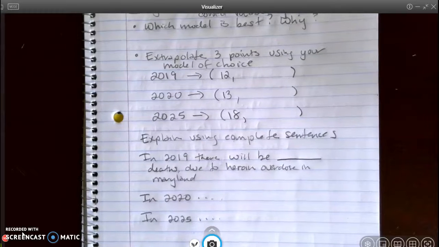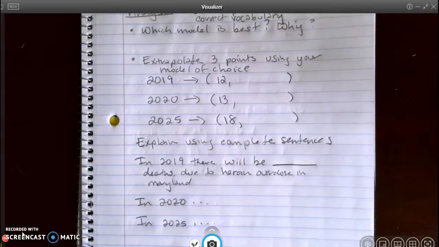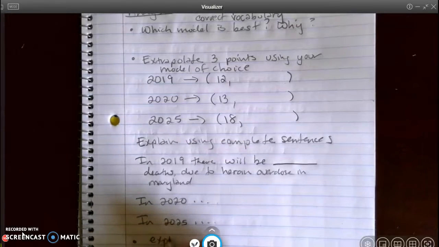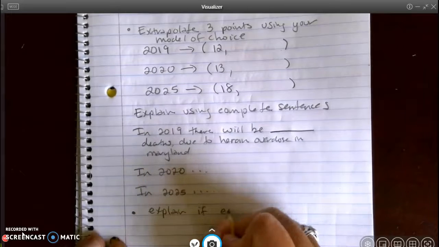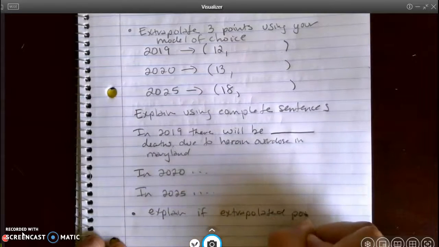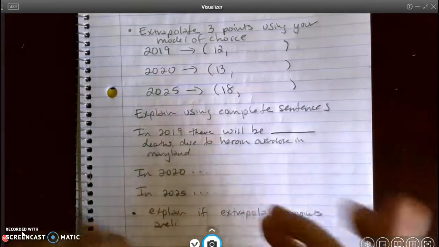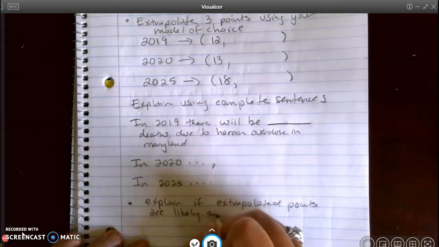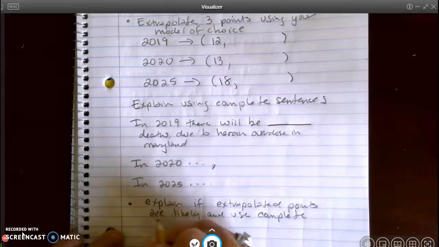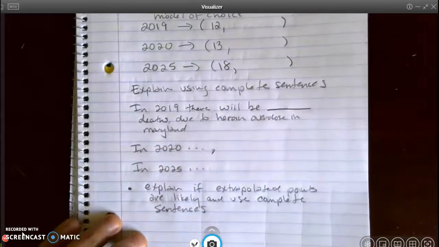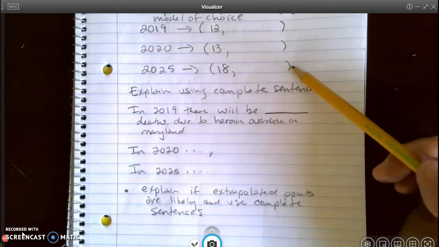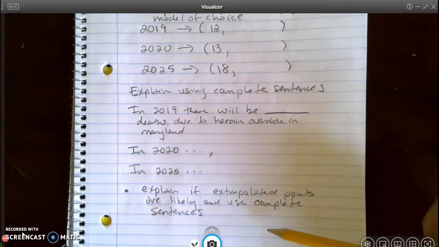complete my sentence. Then the last part of the analysis is explain whether or not they're likely. Some of you will have extrapolated points that are likely. So explain if extrapolated points are likely, and use complete sentences. Sorry, trying to write too fast. I'm getting ahead of myself. Some of you will have extrapolated points that make perfect sense. Some of you will have extrapolated points that make no sense at all. And explain yes or no. I mean, maybe you'll say, well, the first two are good and the last one isn't. Well, why? Tell me why. Explain if the extrapolated points are likely and use complete sentences.